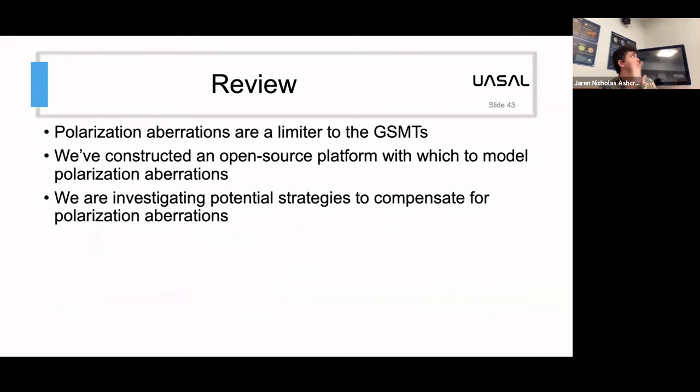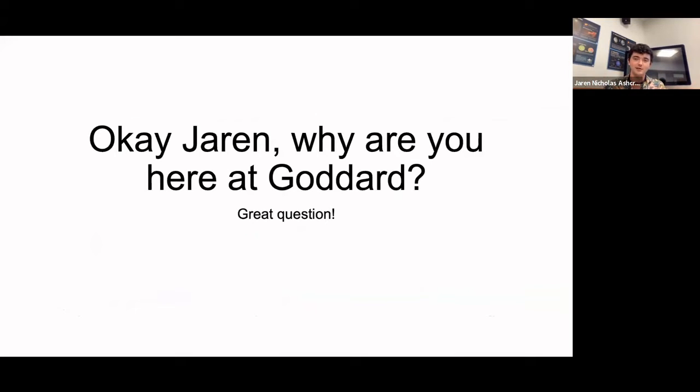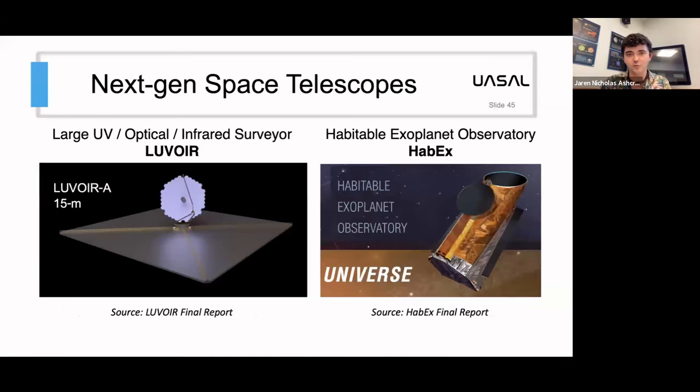Because we're about halfway through the talk, just to kind of review the work that we have done in support of the GSMTs, we found that polarization aberrations can be a limiter with giant segmented mirror telescopes, constructed an open source platform with which to model these polarization aberrations through Poke, and integrated modeling of ray tracers and diffraction packages, and are investigating potential strategies to compensate for polarization aberrations. The big question that I haven't really addressed yet is, hey, Jaren, why are you even here at Goddard? We did get to that earlier. I'm here to work on the influence of polarization aberrations on next generation space telescopes.